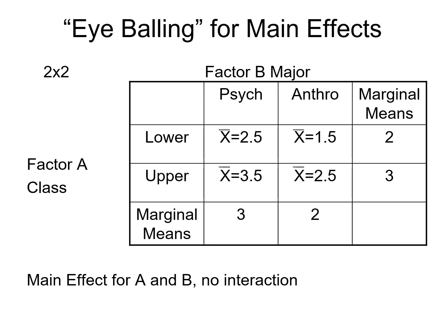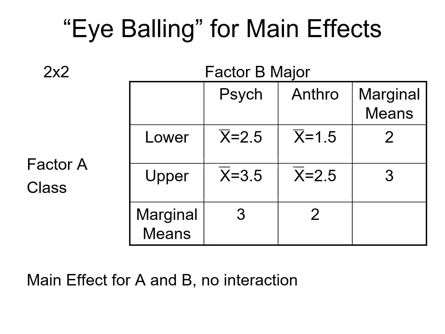We add those together, 3.5 plus 2.5 is 6, divided by 2 is 3. Therefore, if we're looking at just class level, upperclassmen versus lowerclassmen, our marginal means are 2 and 3. In other words, upperclassmen have a 3-point GPA, lowerclassmen have a 2-point GPA, ignoring what major they're in.